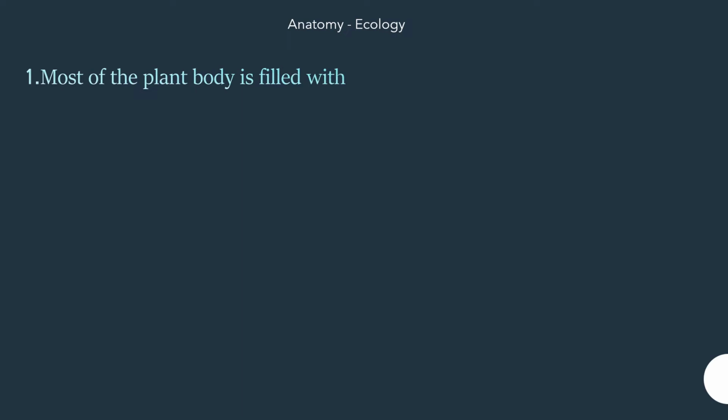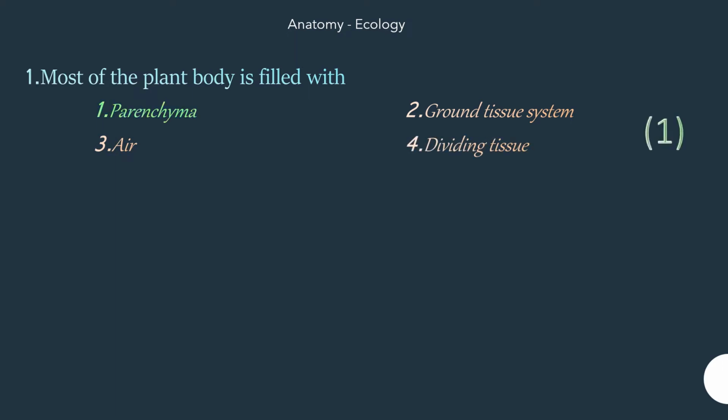Most of the plant body is filled with: parenchyma, ground tissue system, air, dividing tissue. The answer is 1. Parenchyma. Most of the plant body is filled with parenchyma.